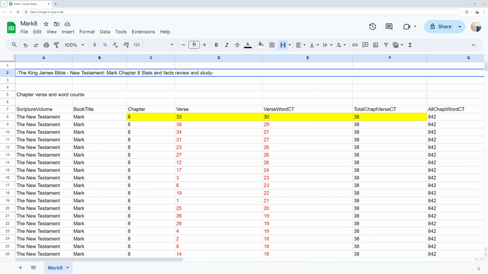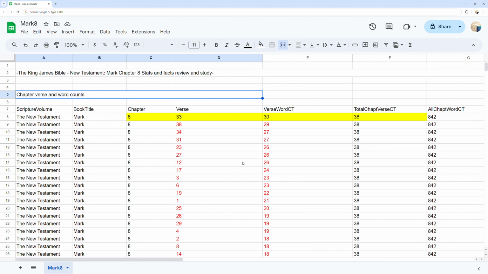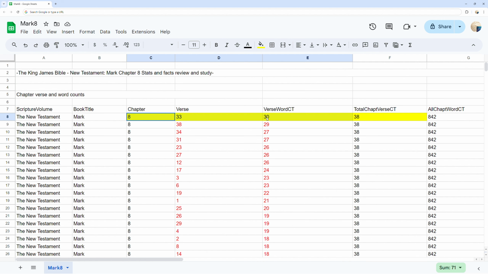The King James Bible, New Testament, Mark chapter 8 Stats and Facts Review and Study. Chapter, verse, and word counts. Mark chapter 8 verse 33 has the most words at 30 words.